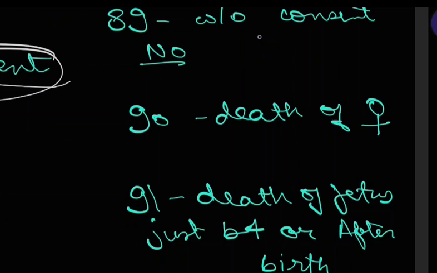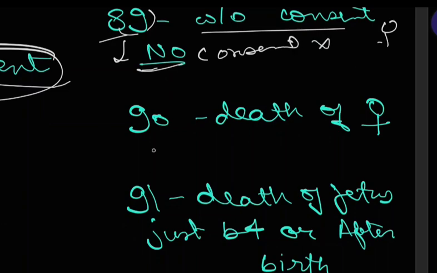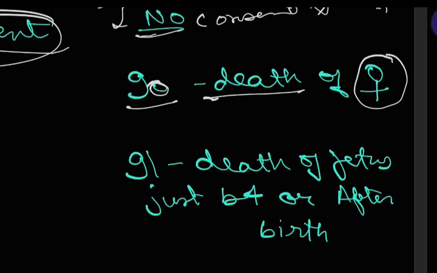If the abortion is done without the consent of the female, then it's 89. In 9 you can remember "no" is coming, so no consent. Okay. Then in 90, wherever 0 comes, you can remember that it's associated with death. So if the female dies because of the criminal act, then it comes under BNS 90.